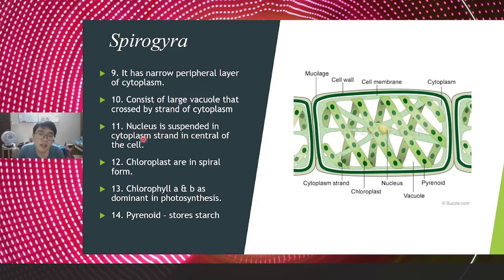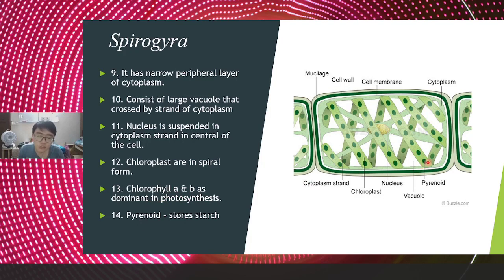And then the nucleus is suspended in a cytoplasmic strand in the center of the cell. So in the center, and suspended inside the cytoplasm. And then the chloroplasts are in spiral form. Yang ni lah, semua yang rectangular punya, it is in spiral form. Kenapa dia called spiral form? Dia macam awak ada tengok ribbon, macam ribbon punya. Di sini ini front side, and then go to the back side, and then go to the front side, macam ribbon punya lah. And then chlorophyll A and B are the dominant pigments, and the function of pyrenoid is to store starch.